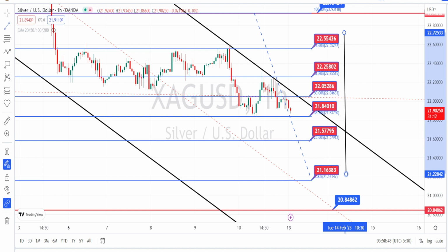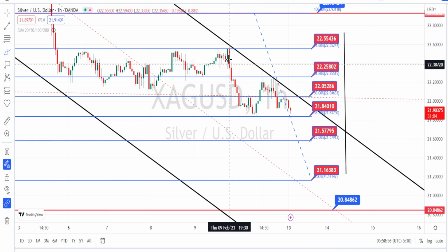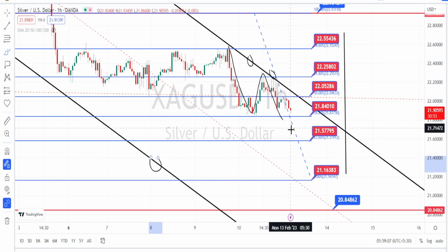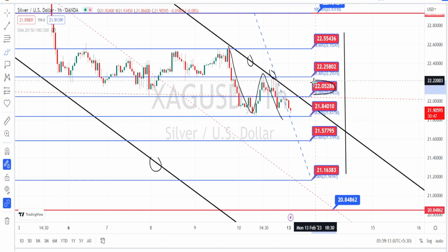So the values within this red color boxes are the current support and resistance levels for the price action in hourly time frame. The current trend of the price action is in a bearish trend as long as it is trading within this bearish channel pattern from the 4 hours time frame. And the price action is trading between the resistance level of 22.05 and support level of 21.84.